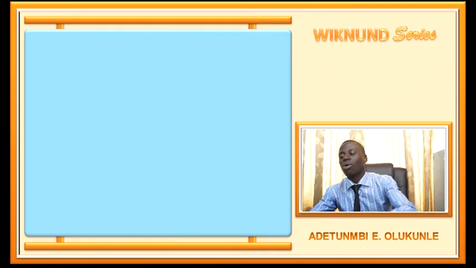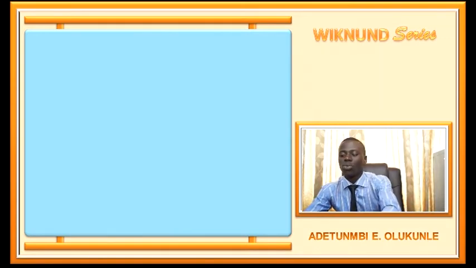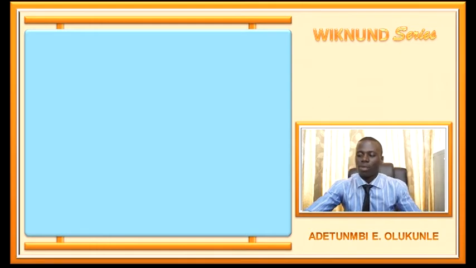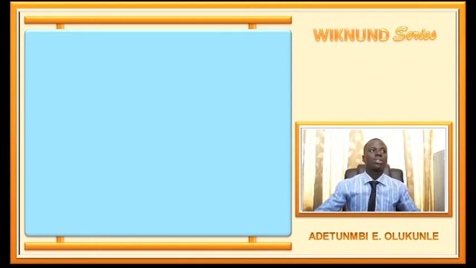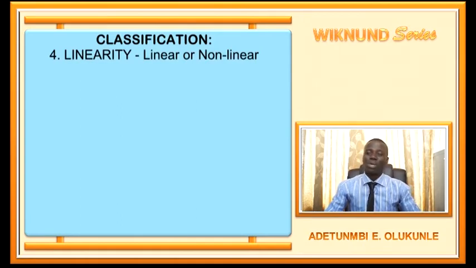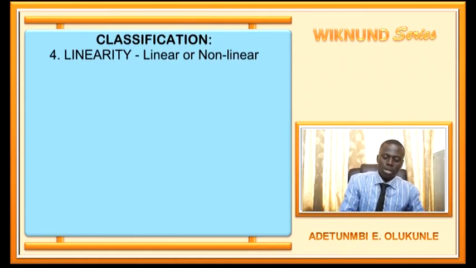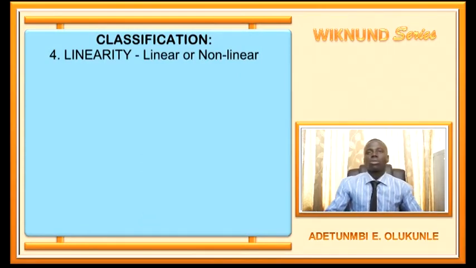Let's check on the other classification we have, which we actually take some of our time because it's very important, and that is linearity. Differential equations can be classified based on linearity. And it's either linear or non-linear. The question is, when do we say a differential equation is linear? A differential equation is linear if the following conditions are satisfied.